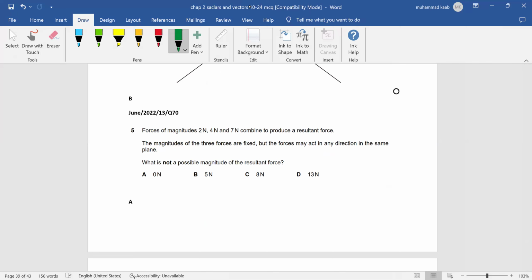Forces of magnitudes 2 Newton, 4 Newton, and 7 Newton combine to produce a resultant force. The magnitudes of the three forces are fixed, but the forces may act in any direction in the same plane. What is not a possible magnitude of the resultant force? Yes, so we eliminate A. And why? Because 0 is, so wait, what is the magnitude of the resultant?